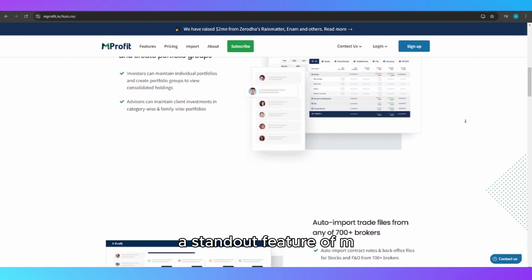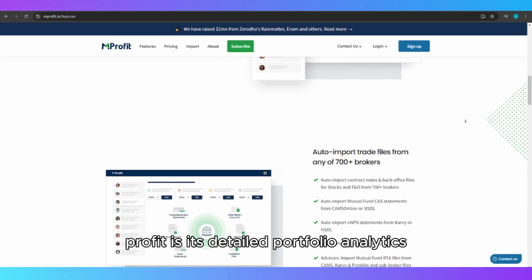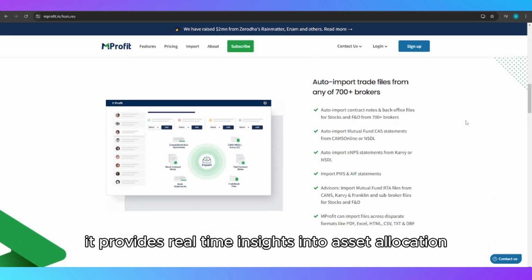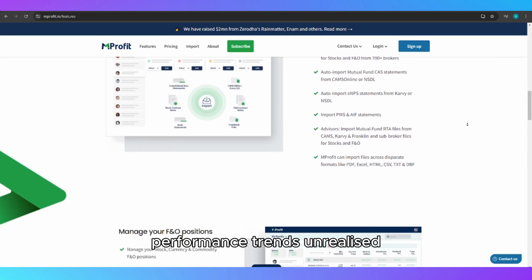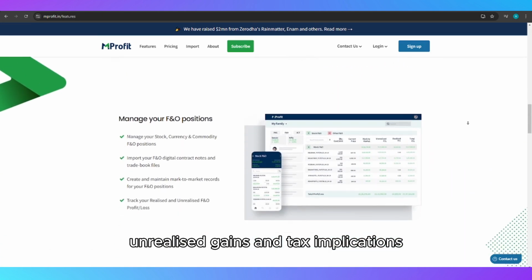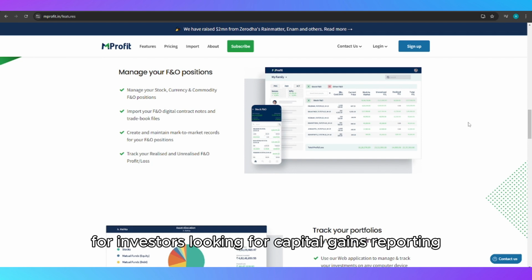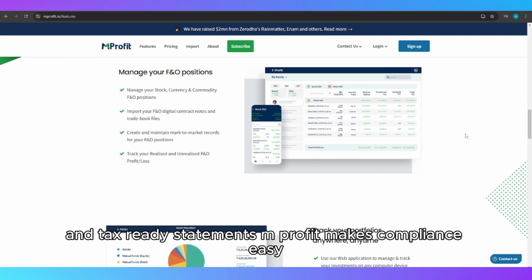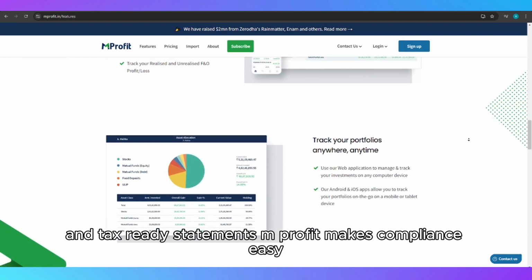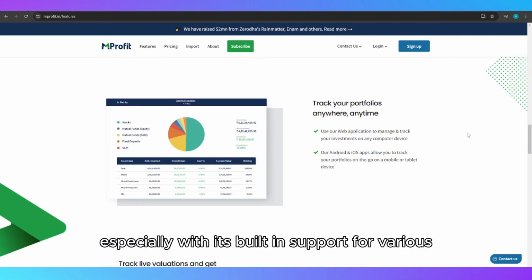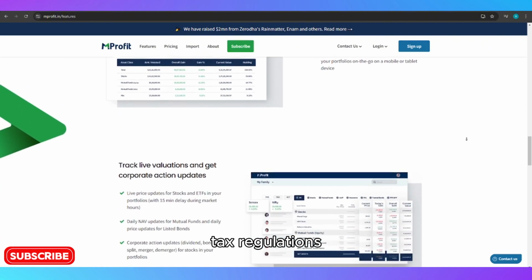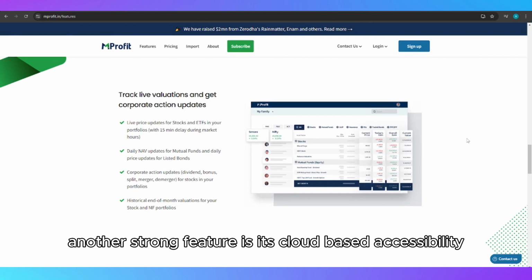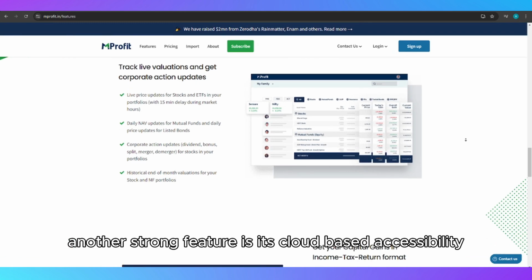A standout feature of MProfit is its detailed portfolio analytics. It provides real-time insights into asset allocation, performance trends, unrealized and realized gains, and tax implications. For investors looking for capital gains reporting and tax-ready statements, MProfit makes compliance easy, especially with its built-in support for various tax regulations.